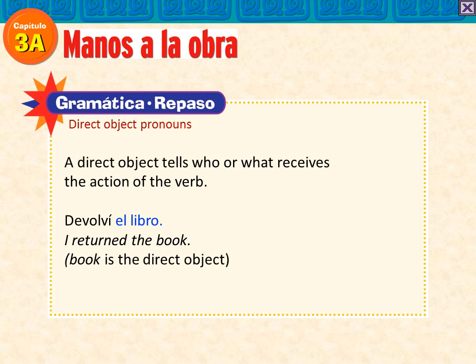So, we talked about what a direct object is. It tells who or what receives the action of the verb. Devolví el libro. I return the book. The book is the direct object. What did I return? The book.